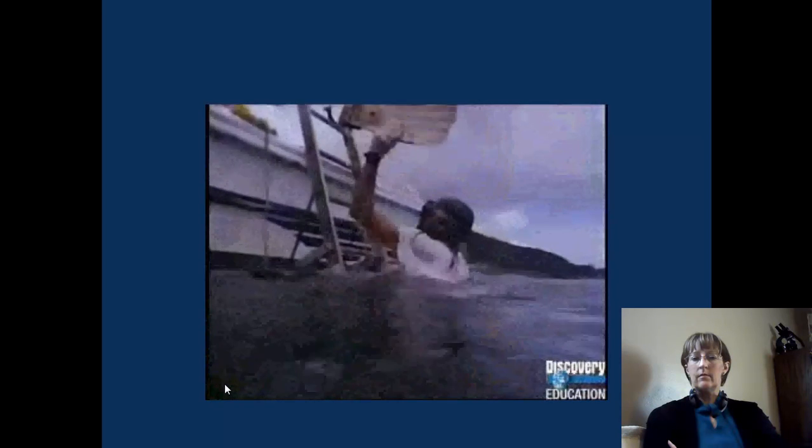Dizziness and nausea kicked in just immediately. And the only thing I could say to my partner was, get the gear off and get me in this boat because there's something wrong. And at which point I'd made it to the ladder of the boat, and that is the last thing I remember.